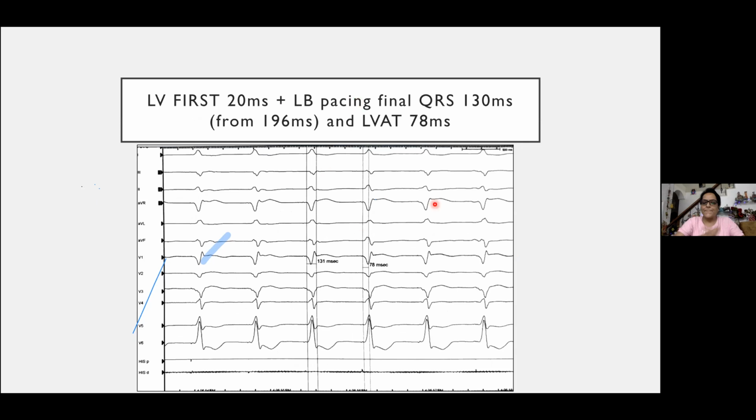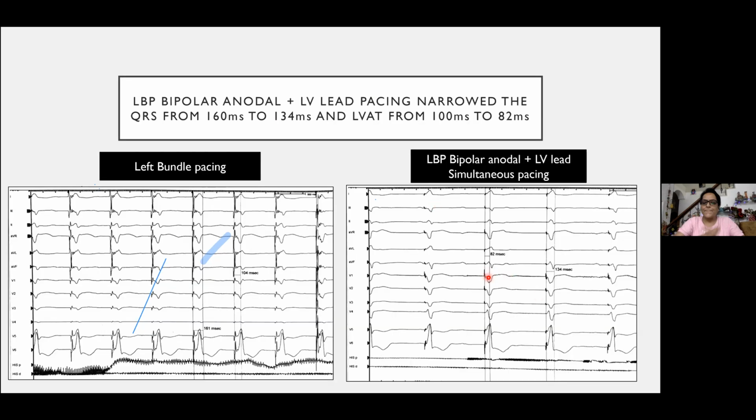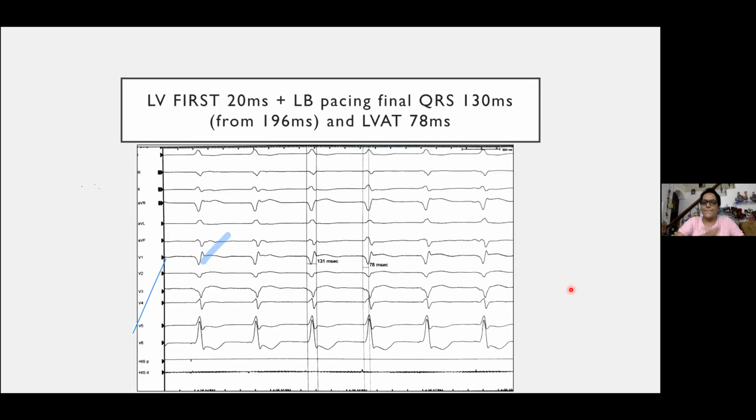So when you do anodal capture, you get rid of the right bundle. Again, it's a very good QRS, but it doesn't look good, because if you show somebody a CRT ECG with an LBBB kind of pattern in V1, even though you have narrowed the QRS from around 200 to 130, it doesn't look good enough. So if you want an R wave, you can very easily get it, just do LV first by 20 milliseconds, and with left bundle pacing the final QRS will be around 130 milliseconds from 196, and you'll get an LVAT of around 78 milliseconds, which is because of pre-excitation.